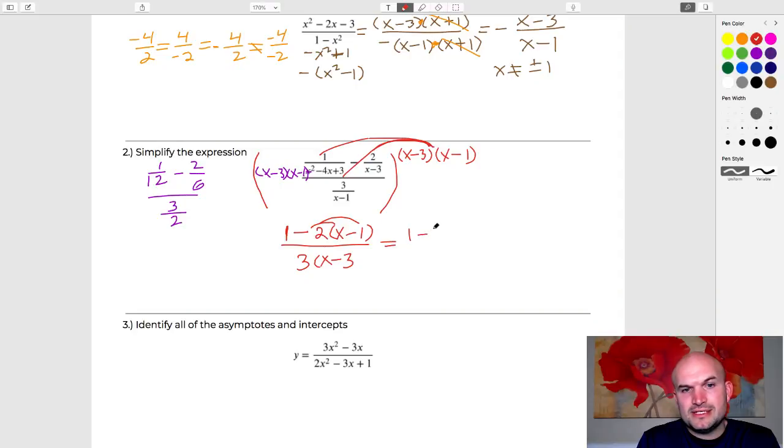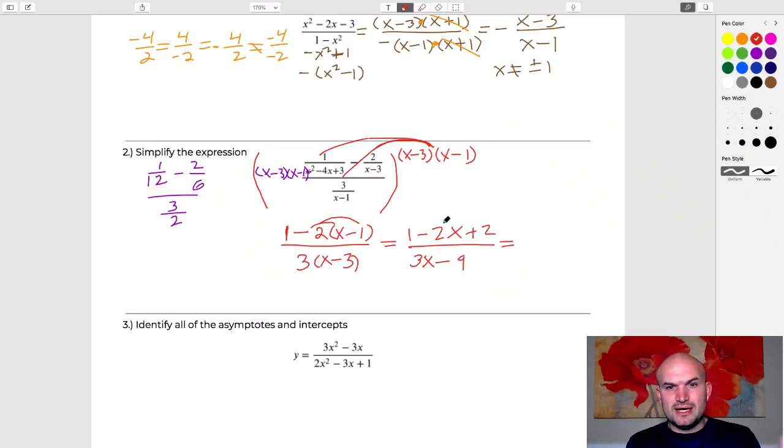So this would be 1 minus 2x. Again, make sure you're distributing the negative 2. That's going to be plus 2 over, let's distribute here, 3x minus 9. And then I will just simplify one more time. Let's just add the 1 and the 2, so that would be a negative 2x plus 3 over 3x minus 9. And there you go, done.